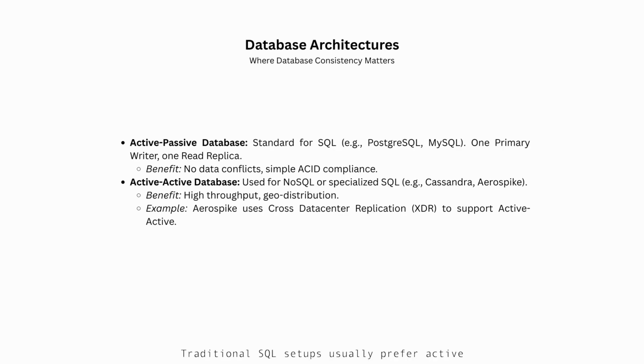Let's look at real world databases. Traditional SQL setups usually prefer active-passive to ensure data integrity. However, modern distributed databases like Aerospike or Cassandra are built for active-active. They allow you to write to any node, even in different data centers, handling the complexity of replication for you.